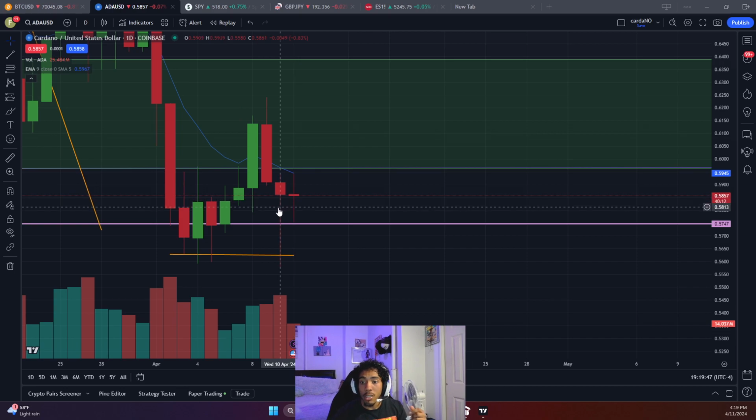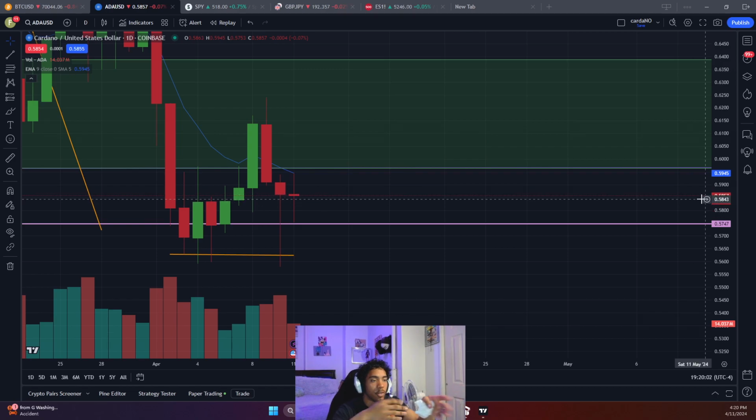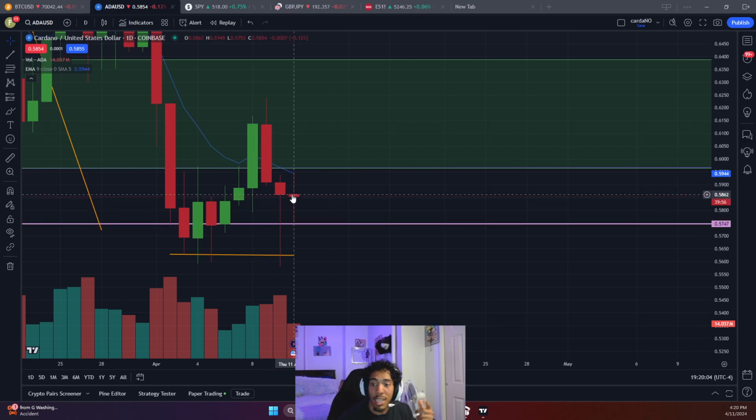The wick just shows where the price was before the candle closed. As you can see here, we still have 40 minutes left for this candle to close. So that's all it really means. That's what the time frame is.